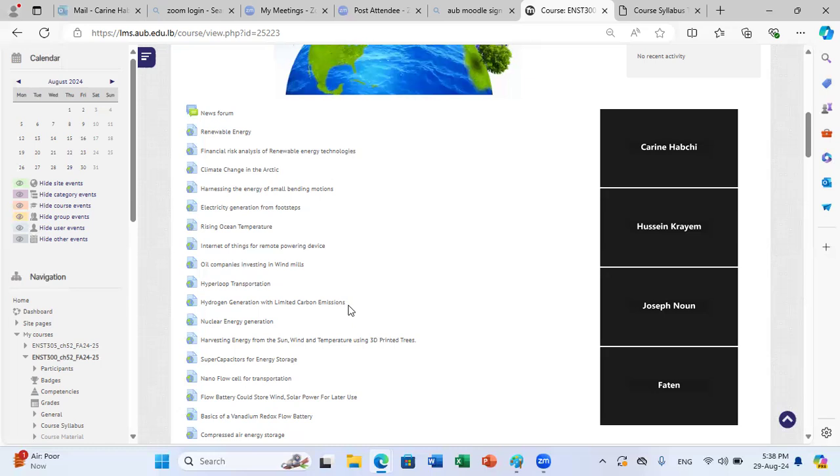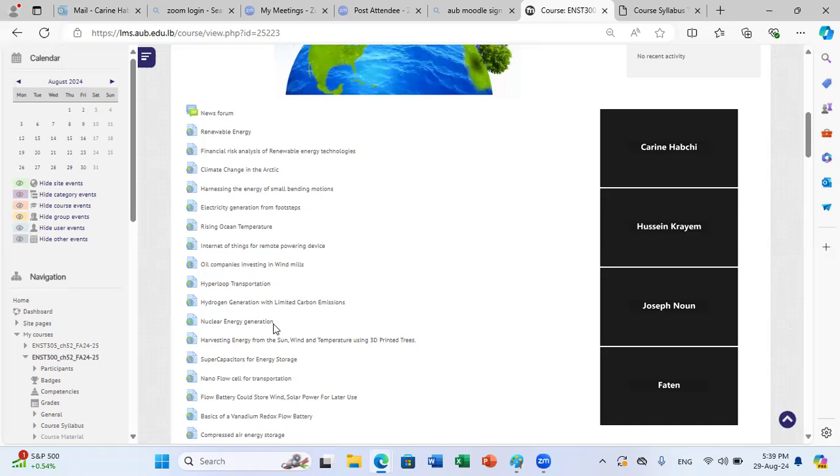And as I know, we have several backgrounds in this course: we can have chemical engineers, electrical, civil, mechanical, and sometimes maybe from a business background. So if you are of chemical background, this topic might interest you. We can talk about hydrogen generation with limited carbon emission, and how this technology can help us provide good energy efficiency, etc. Also in the same field, we can talk about nuclear energy generation.